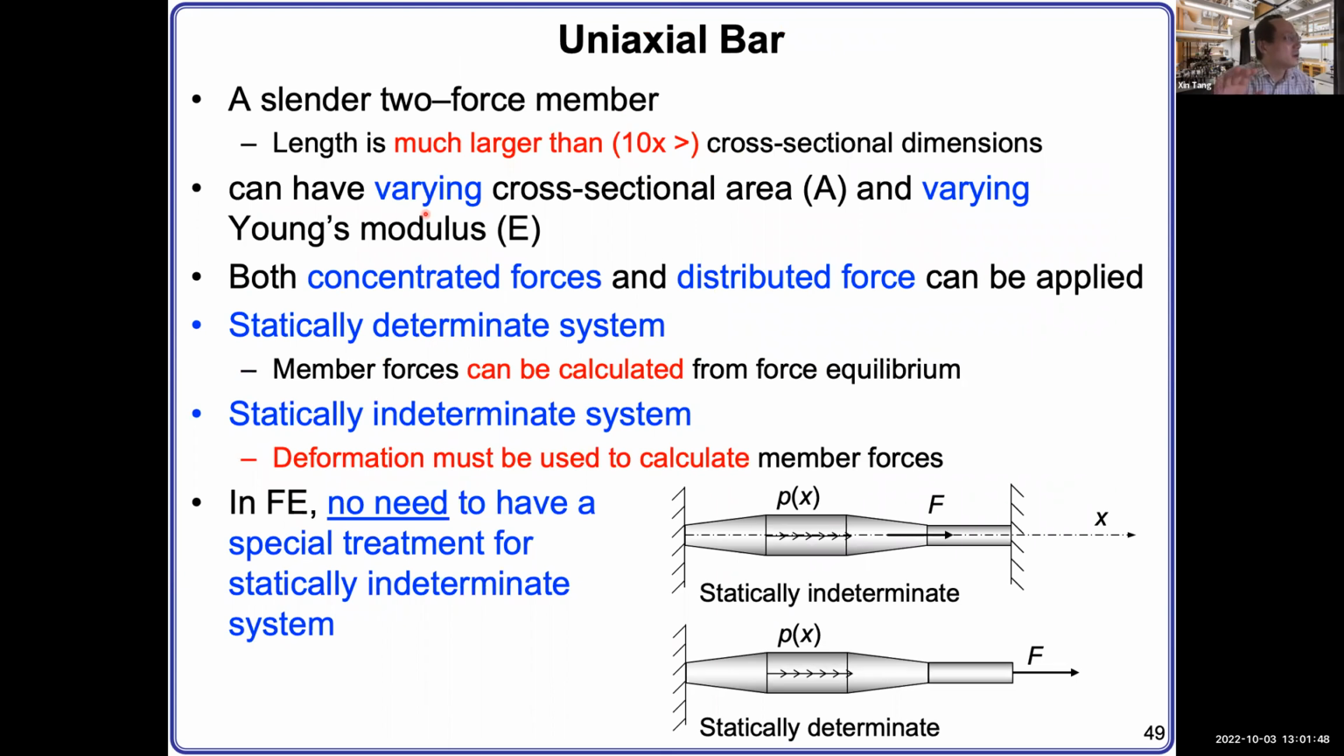Let's go through briefly what we discussed in the last lecture, the bar element, and then we will move into the new material. What is a uniaxial bar? A uniaxial bar is a slender, meaning very thin, two-force member. The length of it is much larger, usually 10 times larger than the cross-section dimension, meaning diameter. Usually very, very thin, like a chopstick. The force is applied to the two ends of the bar, not in the middle, always at the ends.